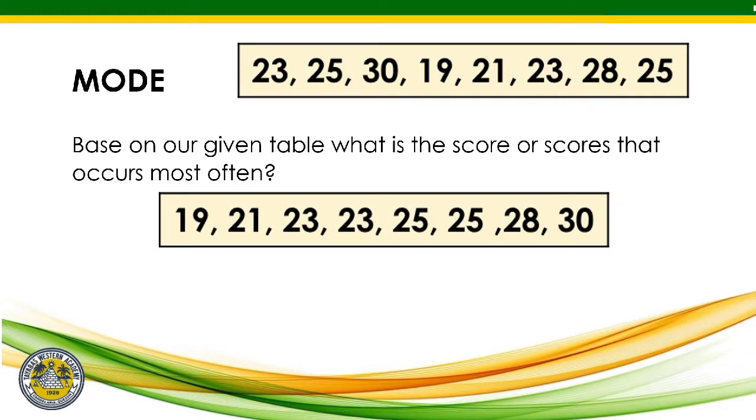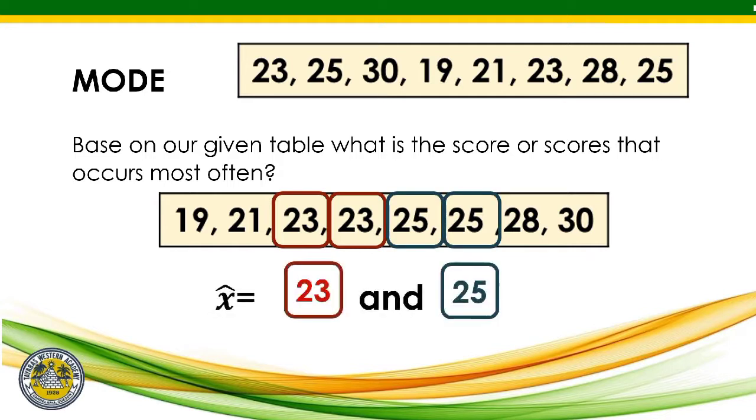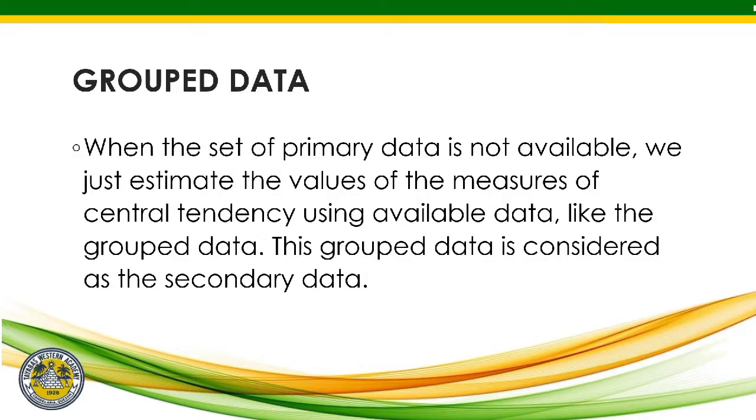Class, let us have now the mode. Based on our given, what is the score or scores that occur most often? As you would notice, 23 occurs 2 times, and of course 25 also occurs 2 times. So therefore, in this given set, our modes are 23 and 25. After the ungrouped data, let us have now the grouped data.